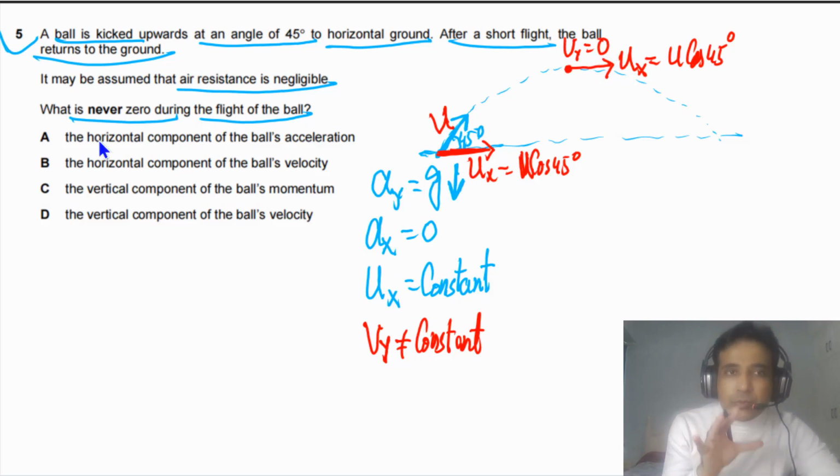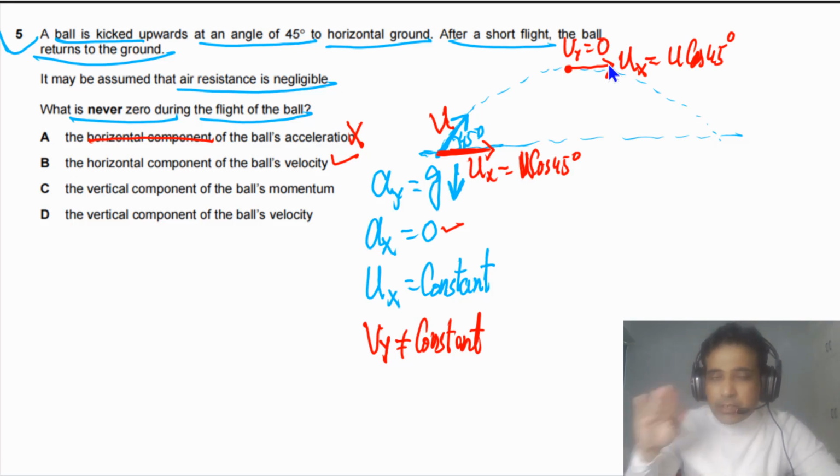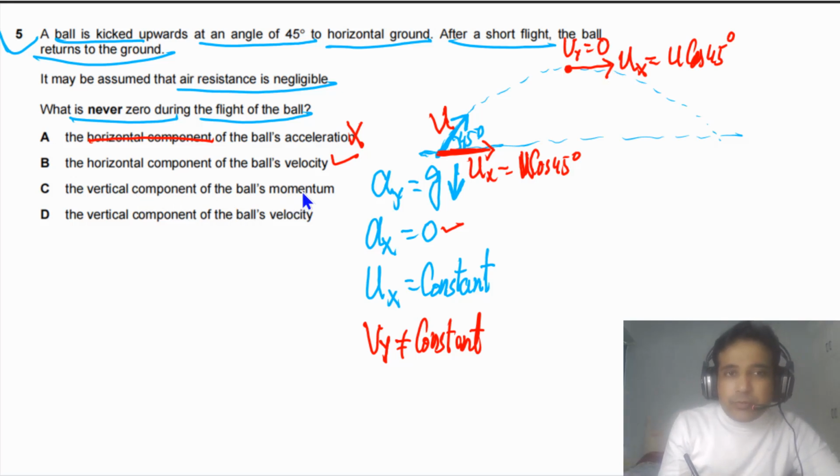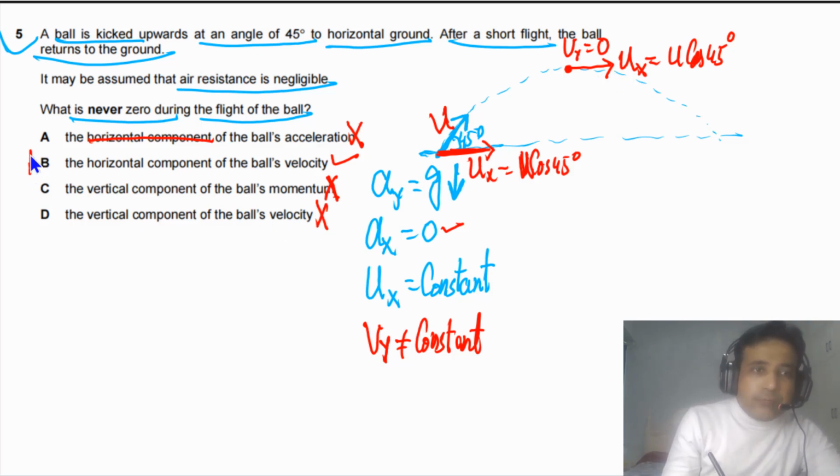Question is asking you what is never 0 during the flight of the ball. So in this case, if you look at horizontal component of the ball acceleration, this is 0. So it means this one is not possible answer. Horizontal component of the ball velocity never 0. Yes, this is true because this is never 0. It always stays constant. The vertical component of the ball momentum, this will be 0 at the top because V will be 0. So this is also not correct answer. The vertical component of the ball velocity, also 0. So this is also not possible answer. So the answer for this question is B.